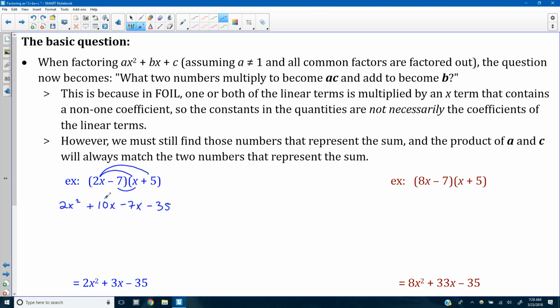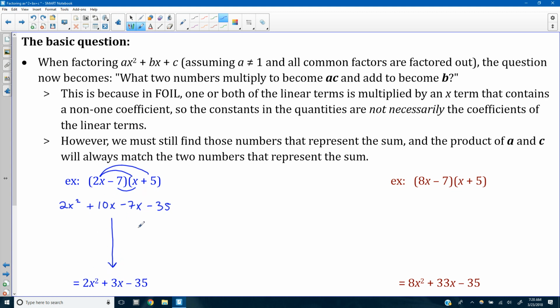Now, this is important because your two numbers, negative 7 and 5, aren't the two numbers that become your x's, so these two don't add to become your b value. These two add to become your b value. 10 minus 7 is 3, and this is your final answer.